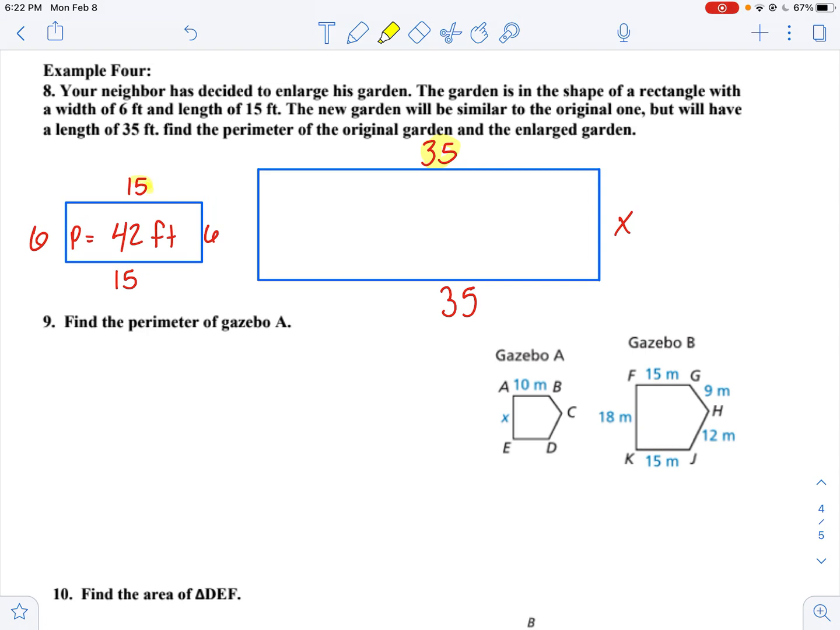Let's see, I've got 35 and 15 as the lengths, and 6 and x as the widths. I'm going to do 35 over 15 because those sides are corresponding, and it's going to equal x over 6. So if we cross multiply, 15x equals 210, or x equals 14.